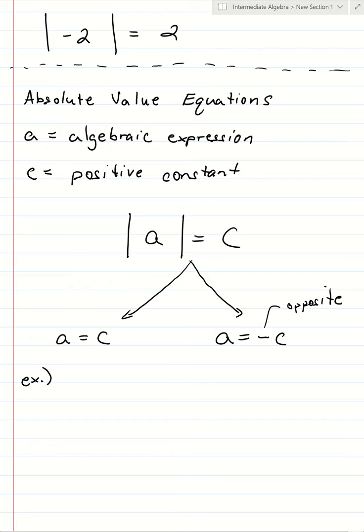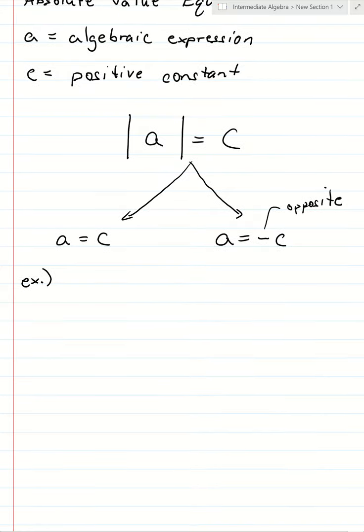For example, let's do the most fundamental type of absolute value equation that there is. Let's say we have the absolute value of the variable x equals, let's say, 6. Okay? Here we have the algebraic expression, the variable x. We're taking the absolute value on the left side. It equals the positive constant, the 6, on the right. Okay? So we're going to create two relationships based upon the one.